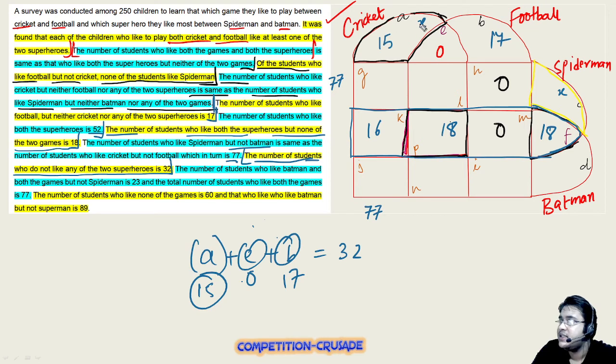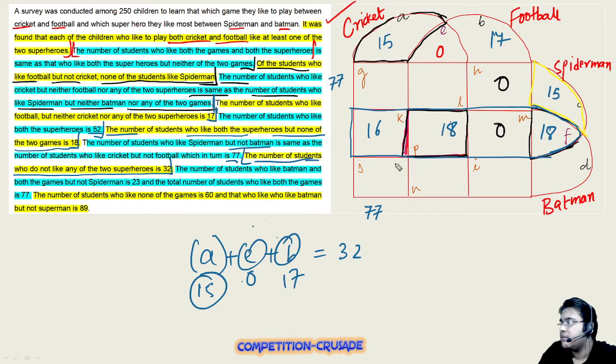So this x is equal to something, so this will also become 15. So this will add up to 77. Okay, I will have to wait. I cannot juggle around here and there. So let's just go one by one. The number of students who like Batman and both the games. Batman and both the games.